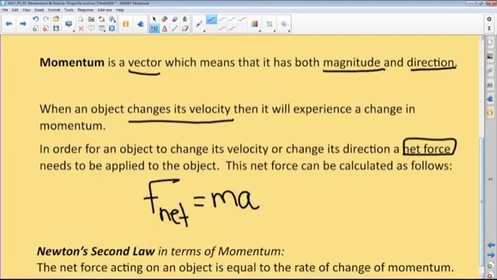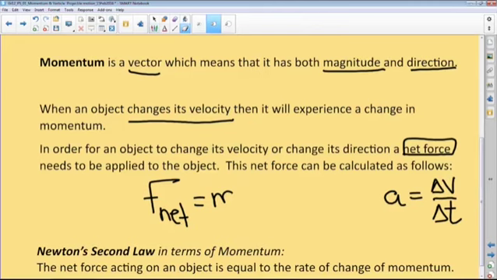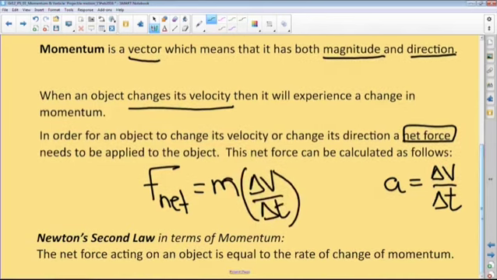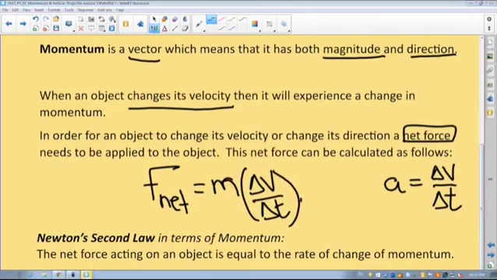Now, a is actually the change in velocity over the change in time. So if I put change in velocity instead of a into my equation, I'm just going to take that a away, and over here I'm going to put change in velocity over change in time. I've developed a new equation, and this gets me to Newton's second law in terms of momentum.